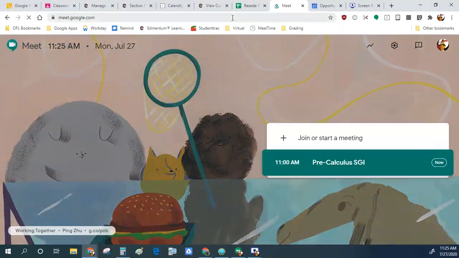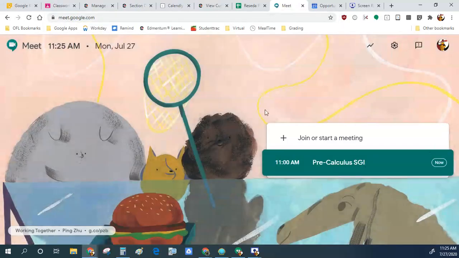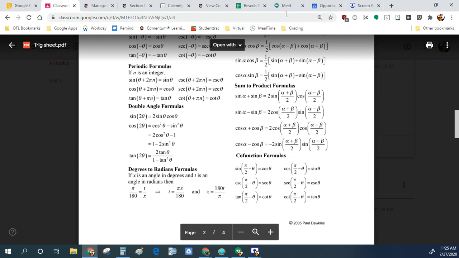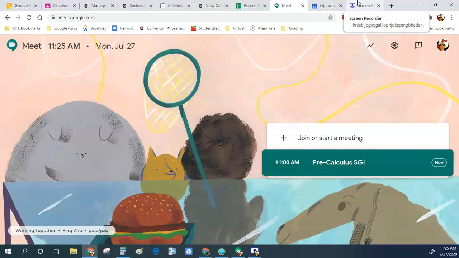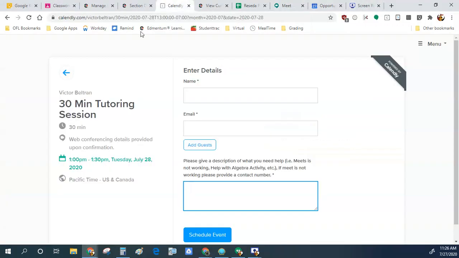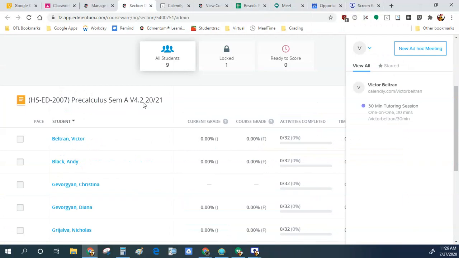Meet.google.com. This will show you all your appointments. So your appointments with your teacher, your pre-calculus SGI. I should really change that to cohort. This is more of a cohort than an SGI. I need to change that. But yeah, you guys can always book those appointments with me if you need more help.